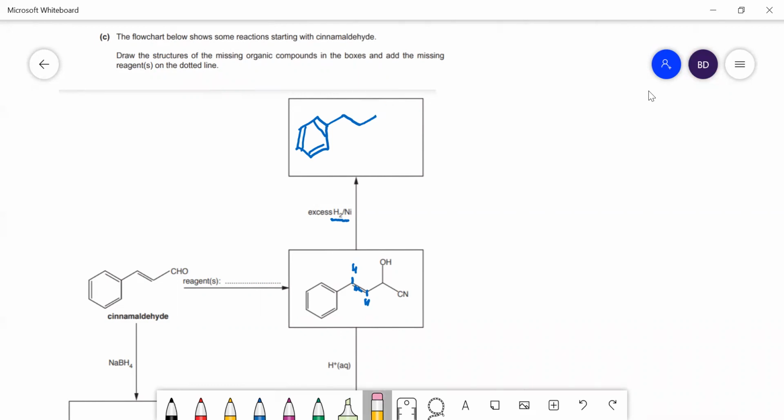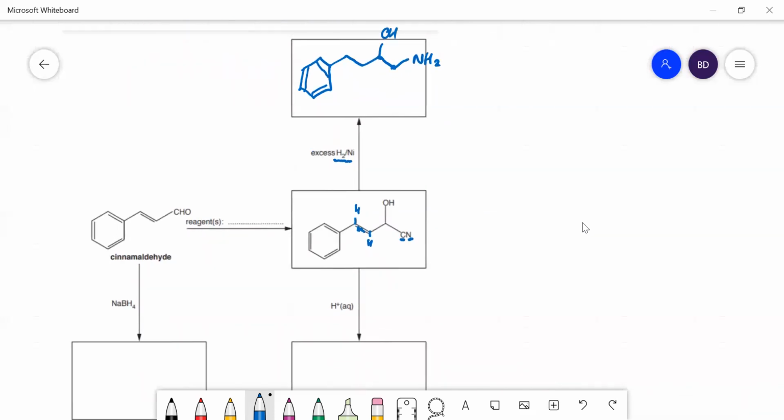Sorry, 1 minute. The OH. Oh, actually, and of course it will reduce the cyanide to NH2. Okay, so that carbon becomes a CH2. This carbon becomes a CH2. Stick 2 hydrogens on there, and you'll stick 2 hydrogens on the nitrogen as well. Okay, so it reacts with the double bond and with the nitrile group.